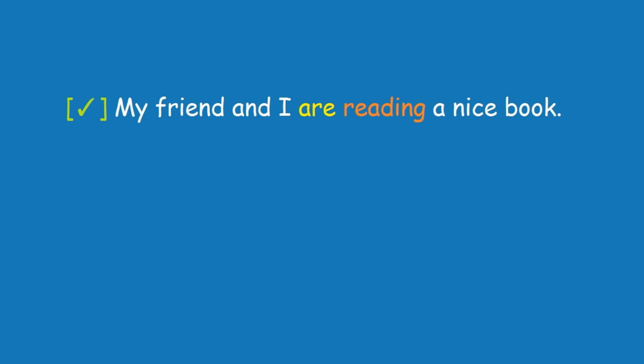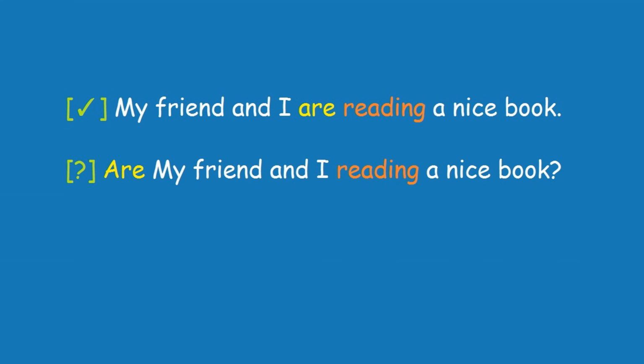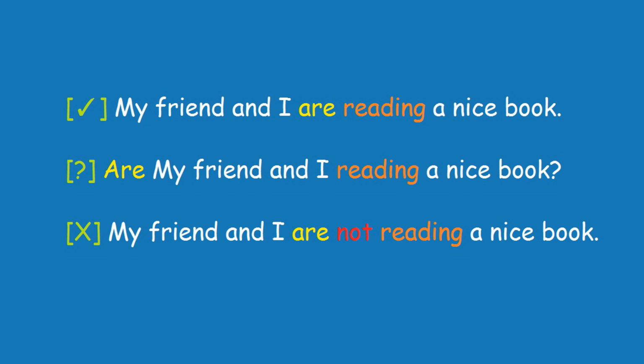The next sentence. My friend and I are reading a nice book. Question. Are my friend and I reading a nice book? Okay, answer in the negative form. No, my friend and I are not reading a nice book.